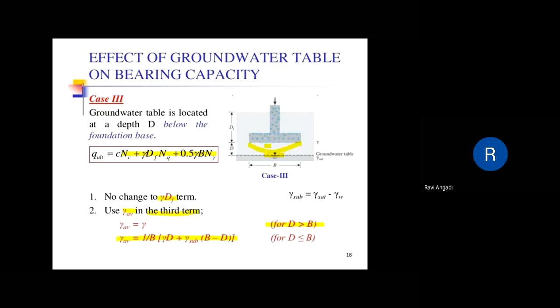If suppose this d is less than or equal to b, and the average is to be taken, it is partly moist and partly completely wet. So that is to be modified. So gamma average equals 1 by b into bracket gamma d plus gamma submerged into bracket b minus d. So this equation is to be taken.